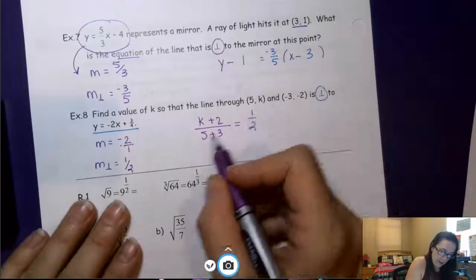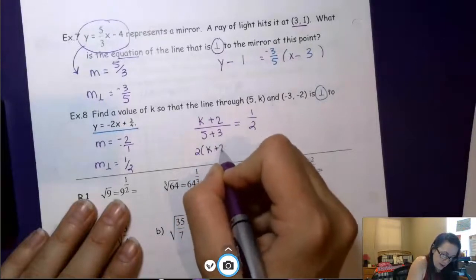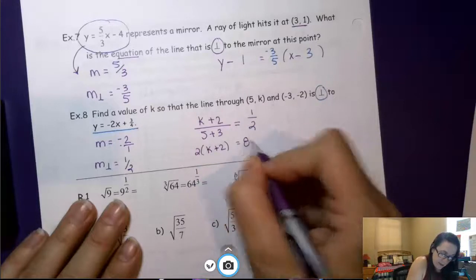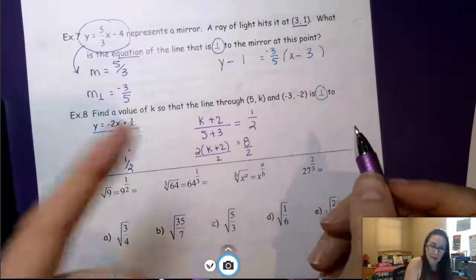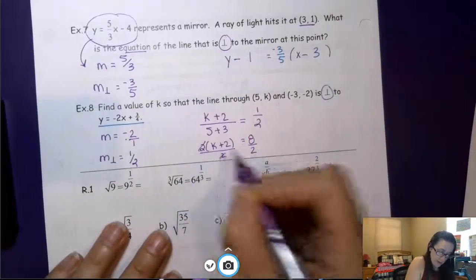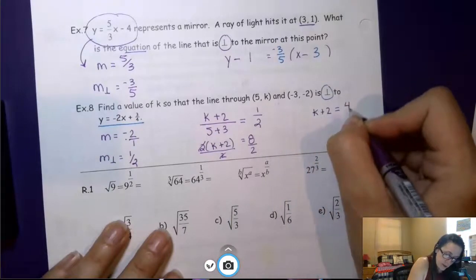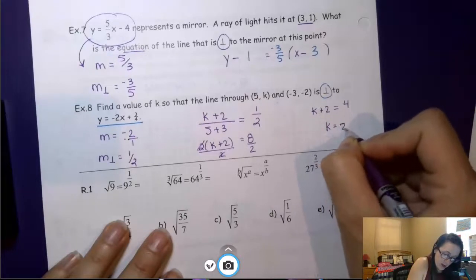So if this is 8, I'm going to cross multiply this over here by 2. 8 plus 2, 5 plus 3 is 8, times 1, I get 8. I could also now divide both sides by 2 again, so that was kind of an extra step. I end up with k plus 2 equals 4. Subtract and I get k equals 2.